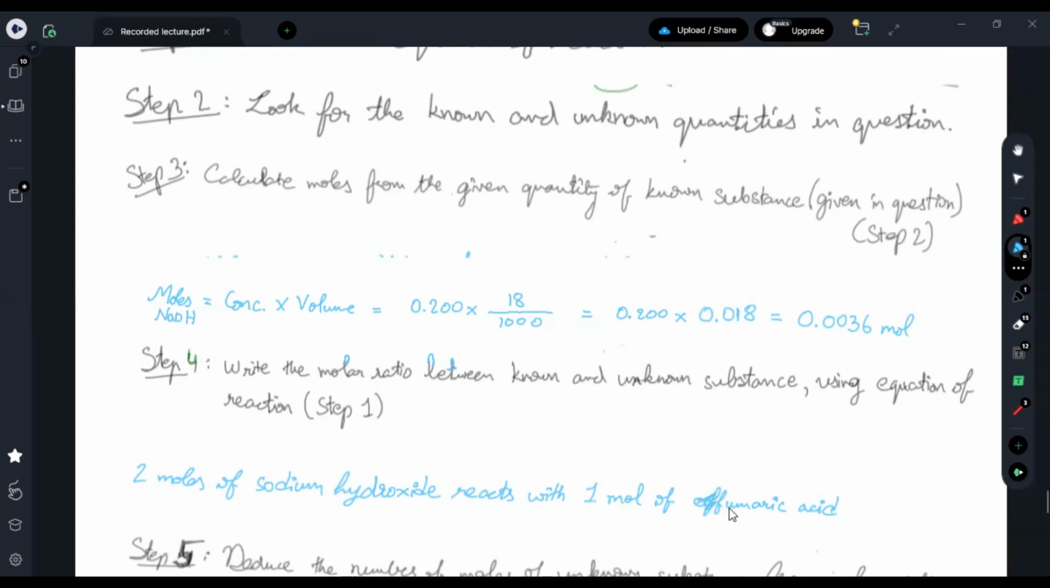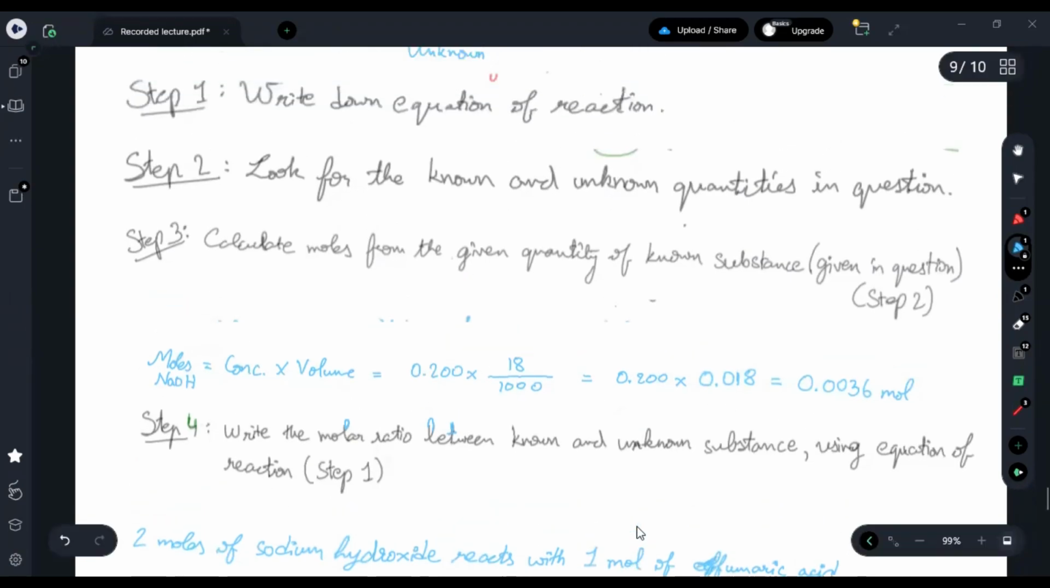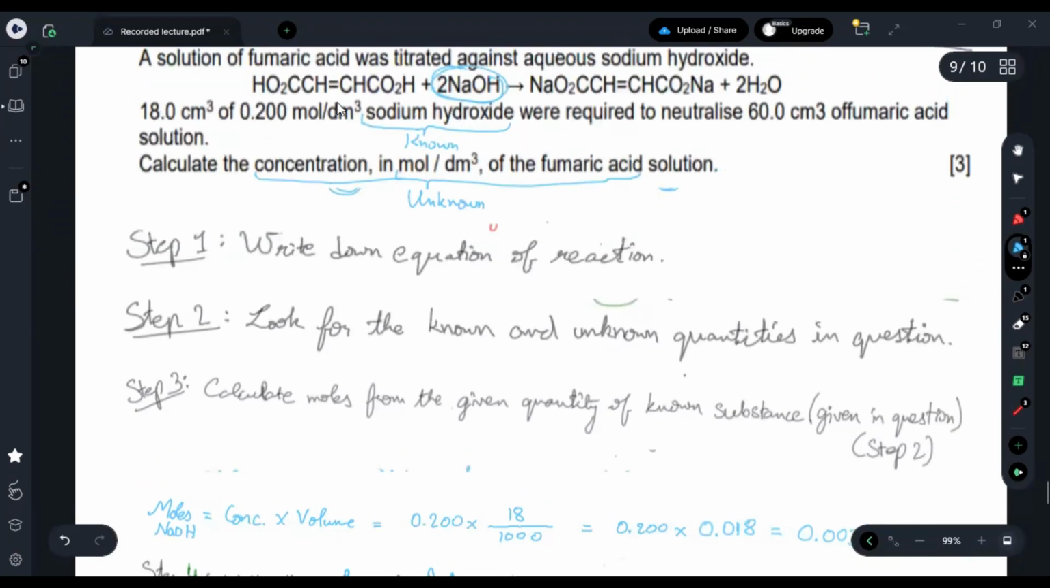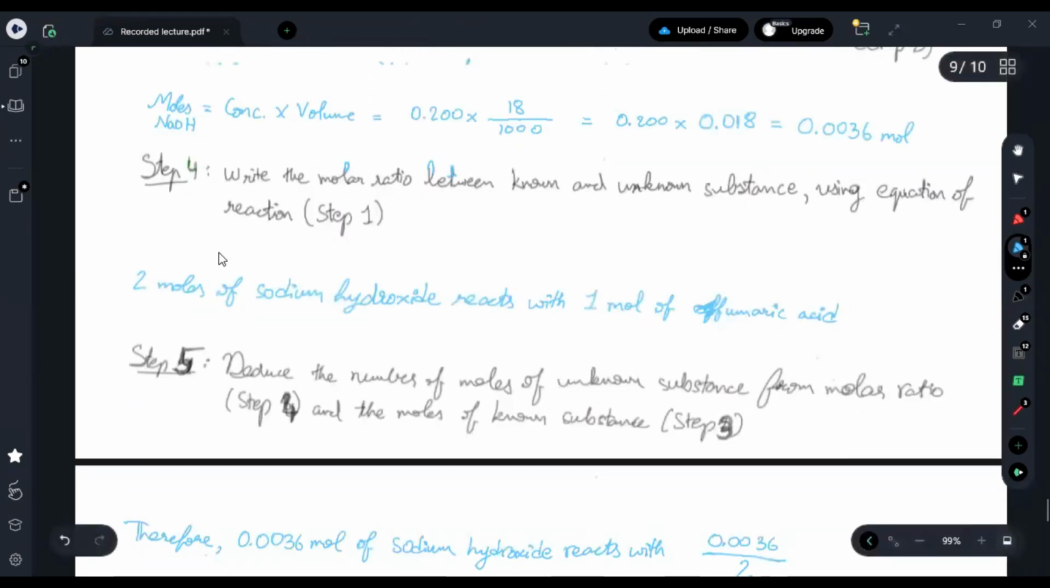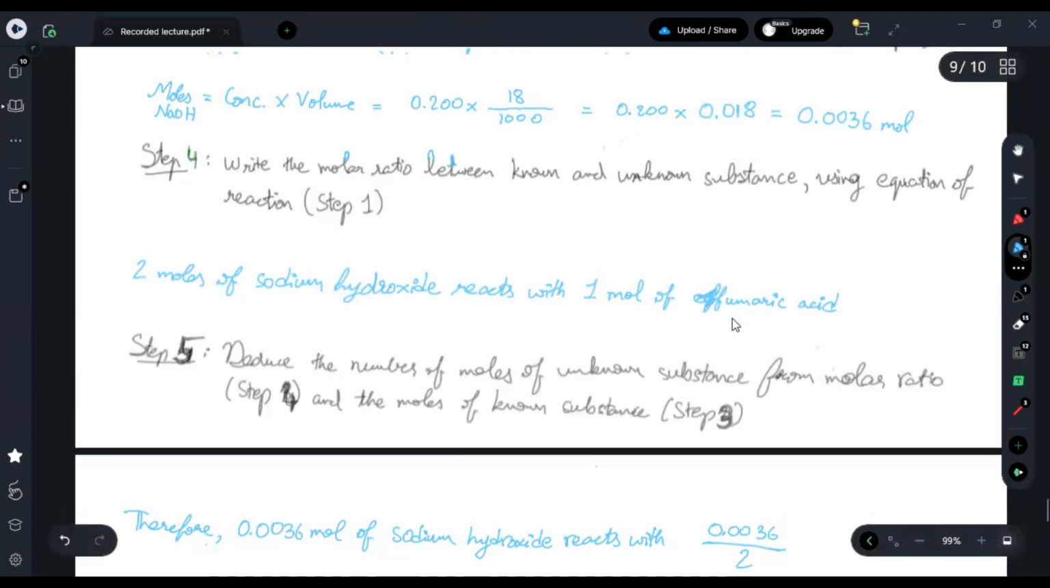It's fumaric acid. So 2 moles of sodium hydroxide react with 1 mole of fumaric acid, which means fumaric acid has half the number of moles as sodium hydroxide. So it's half. Whatever sodium hydroxide would be, if it's 4, this would become half, that is 2. If it's 10, this would become 5. So this is the ratio of 2 is to 1, 2 for sodium hydroxide, 1 for fumaric acid.